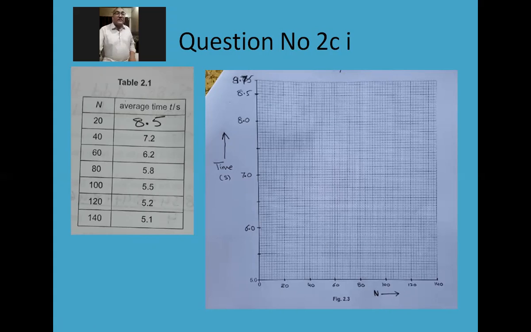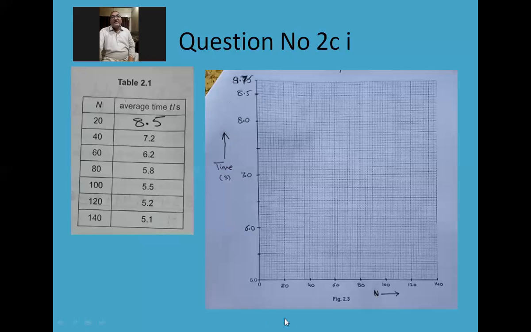You see, for plotting those points, this is the x-axis, this is the y-axis. So 20, 8.5; 40, 7.2; 60, 6.2; 80, 5.8; 100, 5.5; 120, 5.2; 140, 5.1.